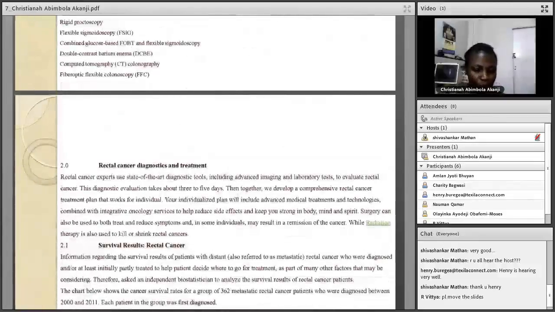Rectal cancer diagnosis and treatment. The rectal cancer experts use state-of-the-art diagnostics, including advanced imaging and laboratory tests, to evaluate rectal cancer. This diagnostic evaluation takes about 3 to 5 days. Then together we develop a comprehensive rectal cancer treatment plan that works for the individual.